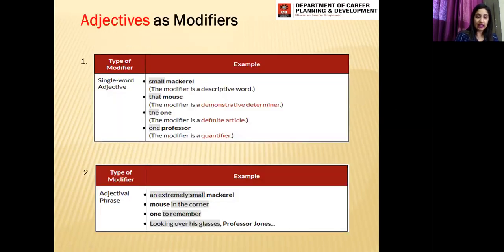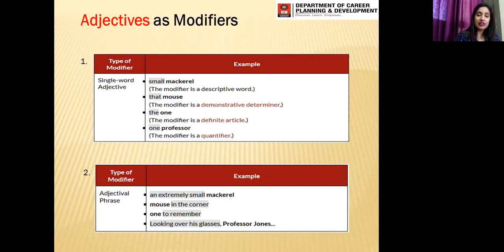Let us take some more reference. Let us understand more about adjectives as modifiers. It is further divided into two different categories. One is a single word, another one is the phrase. A phrase is normally a group of two or more words altogether.